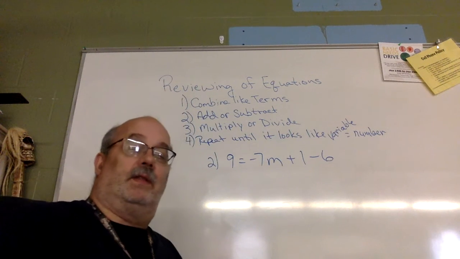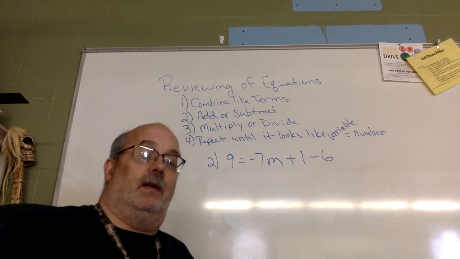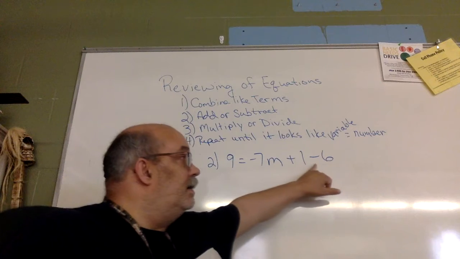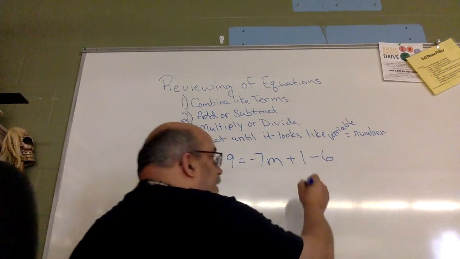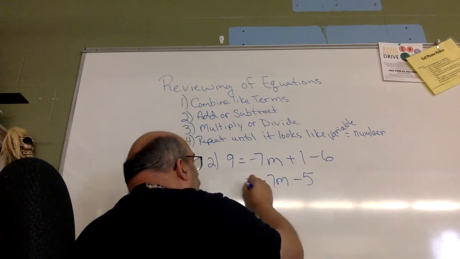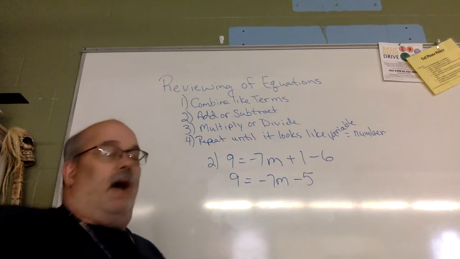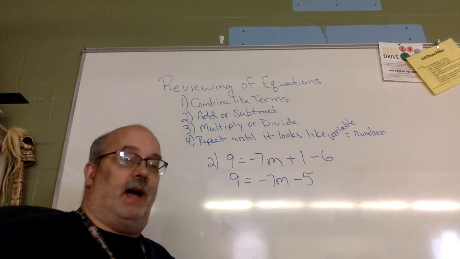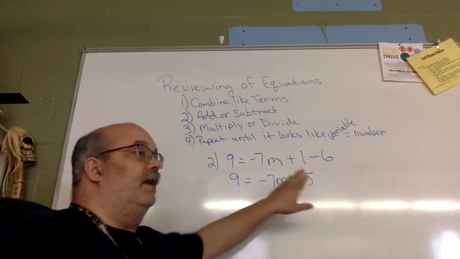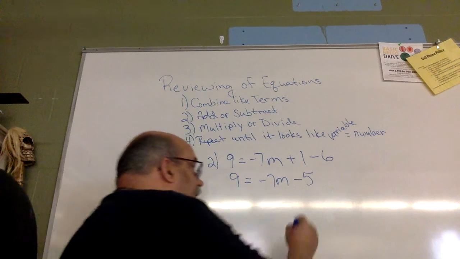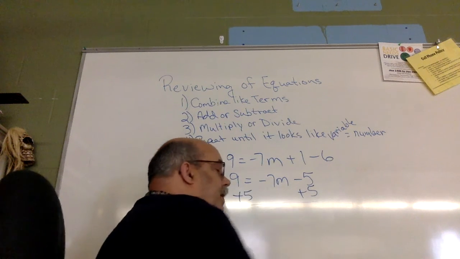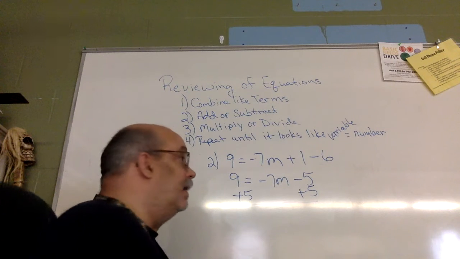So we have 9 is equal to negative 7m plus 1 minus 6. We're going to combine like terms. We have a 1, take away 6. This gives us negative 5. So now 9 is equal to negative 7m minus 5. Second step, add or subtract. We want to move the negative 5 over to the 9. We do that by adding 5 to both sides.